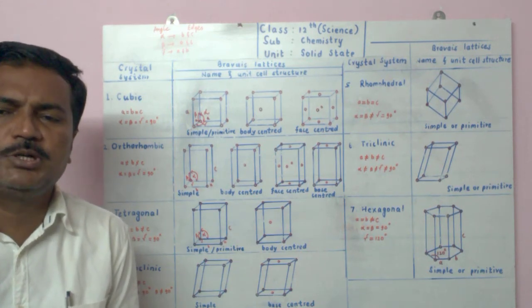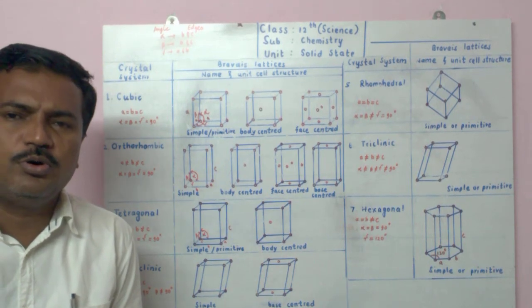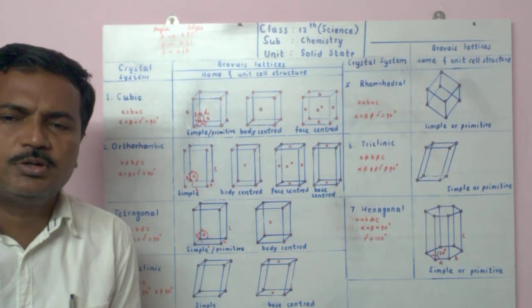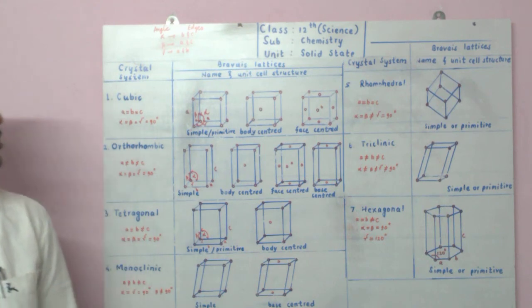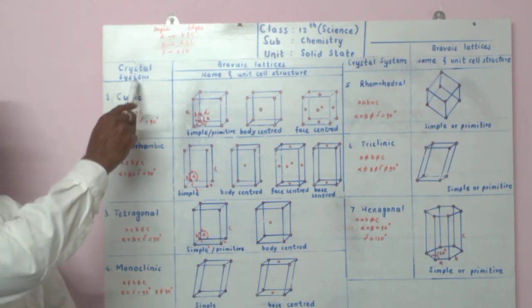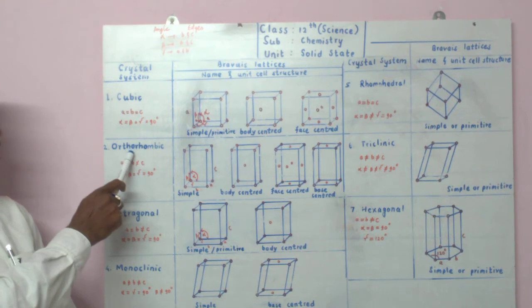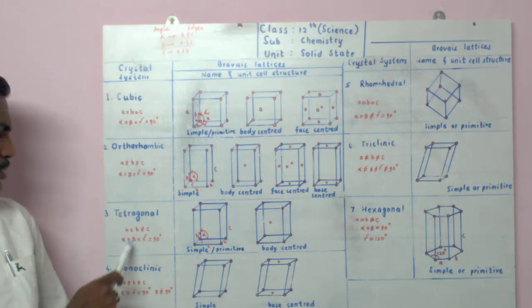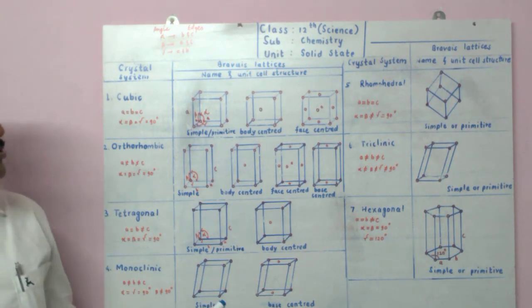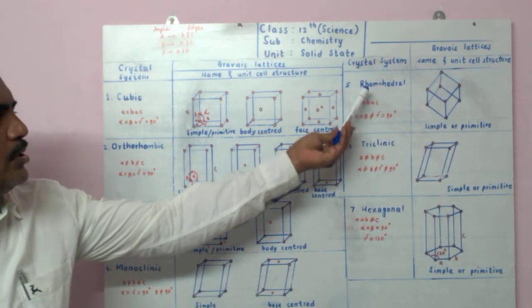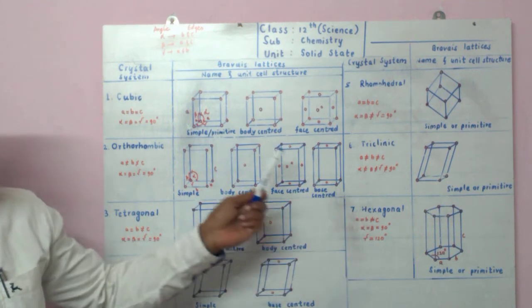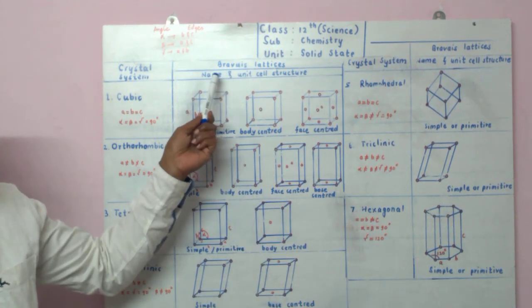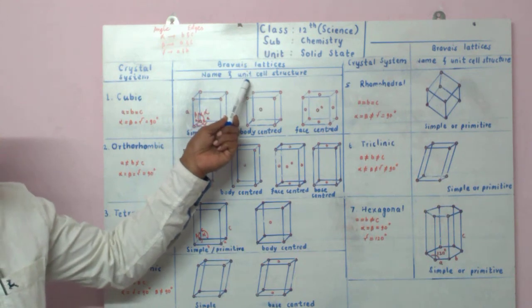First cubic, then tetragonal, orthorhombic, monoclinic, rhombohedral, triclinic and hexagonal. Here are the crystal systems: cubic, orthorhombic, tetragonal, monoclinic, then rhombohedral, triclinic and hexagonal. So they are the Bravais lattices, with name and unit cell structure.